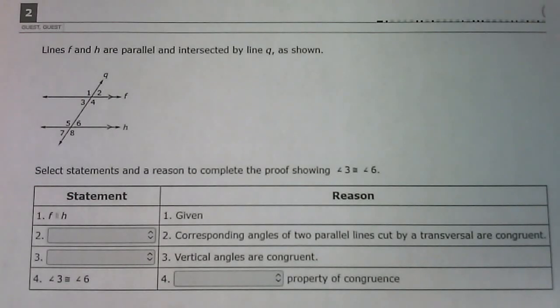For this question, we have a proof. It says lines F and H are parallel and intersected by line Q as shown. Select statements and reasons to complete the proof showing angle 3 is congruent to angle 2.